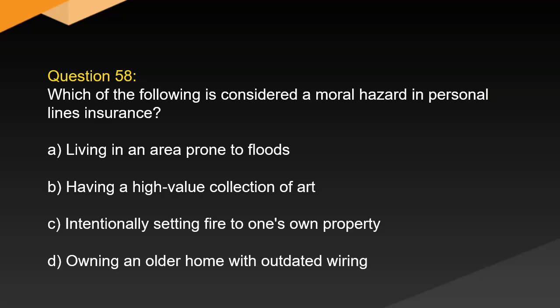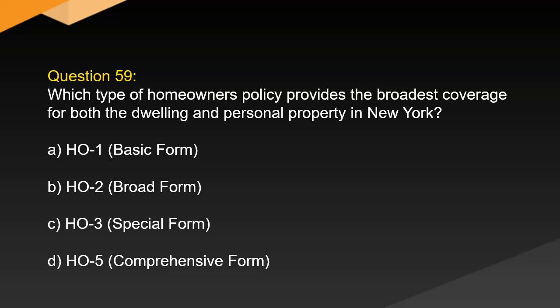A. Living in an area prone to floods. B. Having a high-value collection of art. C. Intentionally setting fire to one's own property. D. Owning an older home with outdated wiring. Question 59. Which type of homeowner's policy provides the broadest coverage for both the dwelling and personal property in New York? A. HA1 basic form. B. HA2 broad form. C. HA3 special form. D. HA5 comprehensive form.